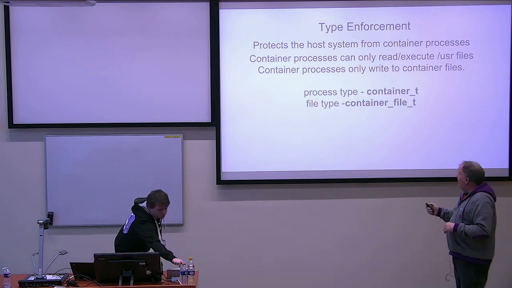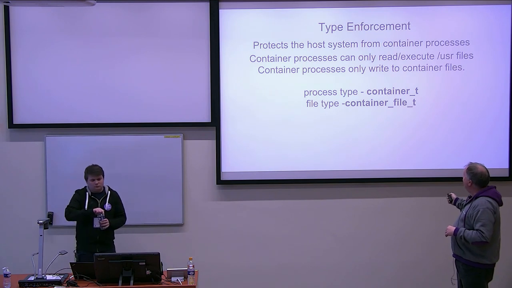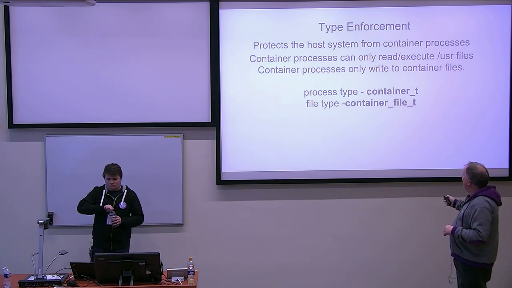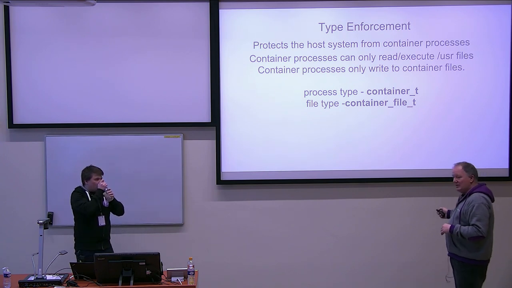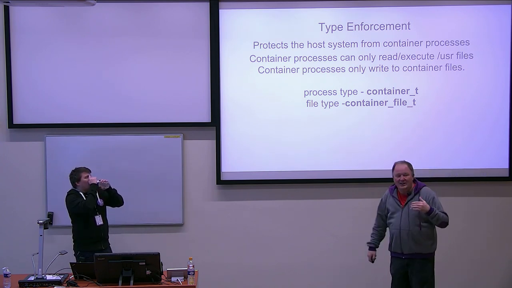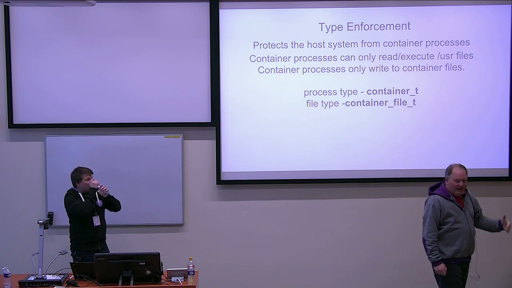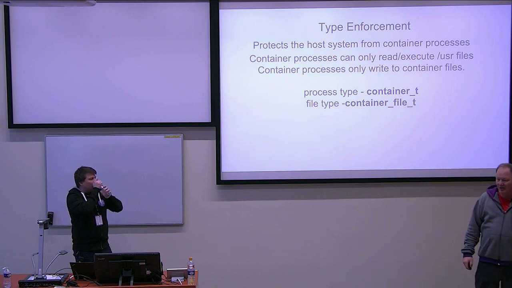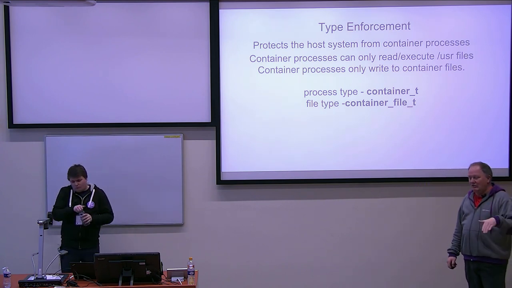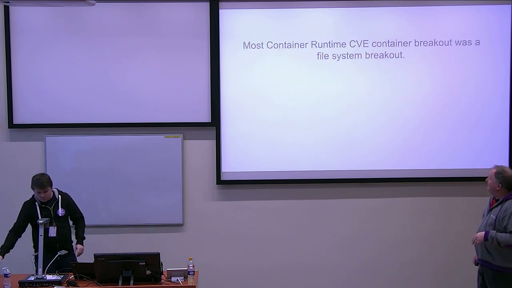These are the types that we use. So this is the cat, and this is the cat food. We label a container process as container_t, and we label a file type of the container as container_file_t. The only thing in the world that a container is allowed to write to is container_file_t. They're the only file objects it's allowed to write to.